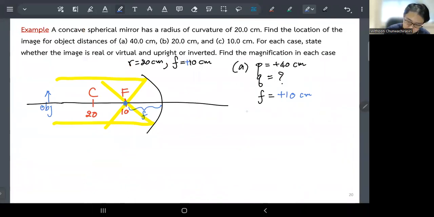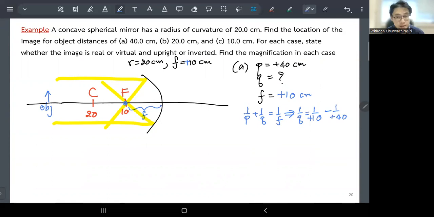So that's it, guys. Apply the mirror equation, 1 over P plus 1 over Q equal to 1 over F. So from here, 1 over Q is just 1 over F minus 1 over P. And what you're getting over here is 3 over 40. It's still positive, guys. Sign is important here. Don't forget to flip it over. So your Q is positive 40 over 3.